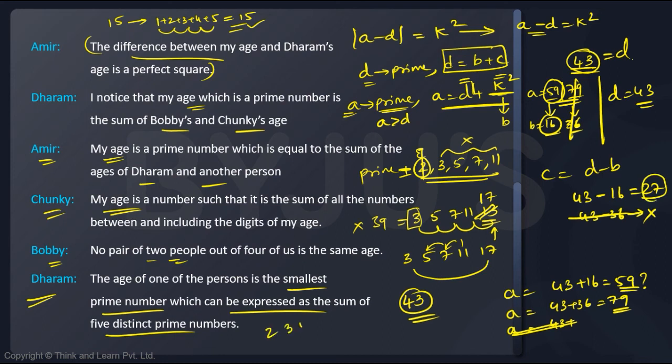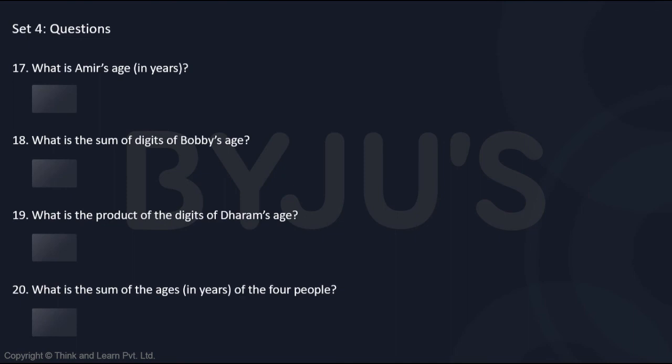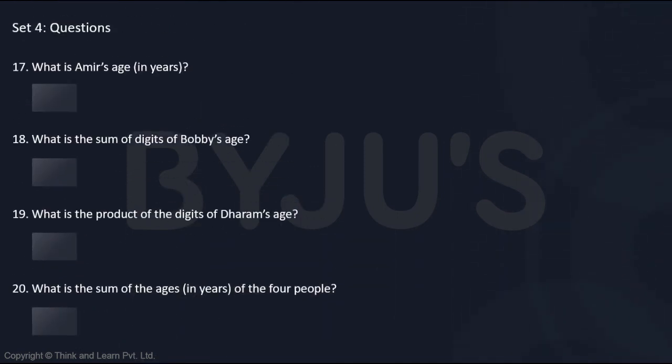C should be 2 to 7. Total should be 27. So 2, 3, 4, 5, 6, 7. 6 plus 4, 10. 7 plus 3, another 10. So 20, 25 and then 2, 27. So you can see it is fitting perfectly. So you will get A as 59, B as 16, C as 27 and D as 43. So let me write down the values. So we have A is 59, B is 16, D is 43, and C was 27.